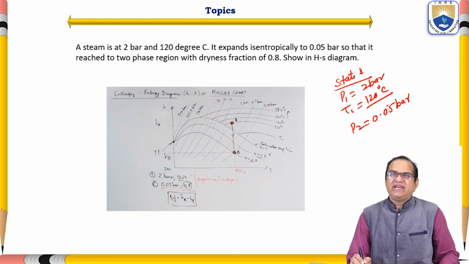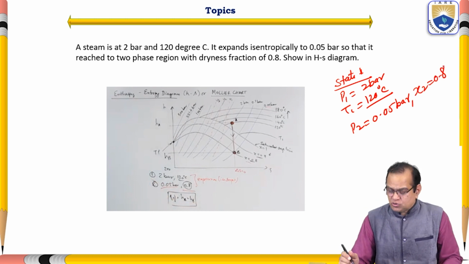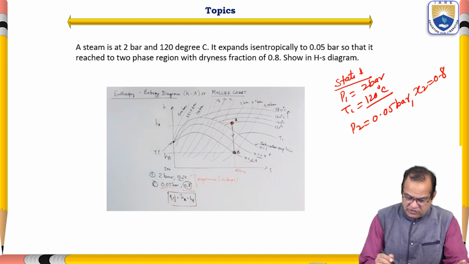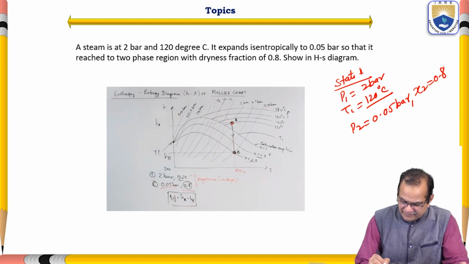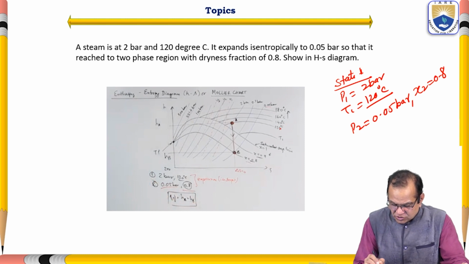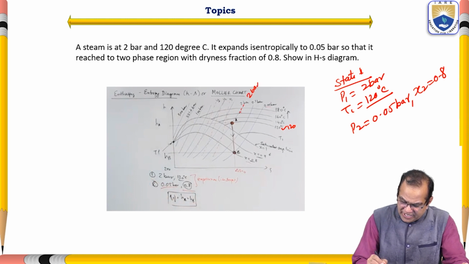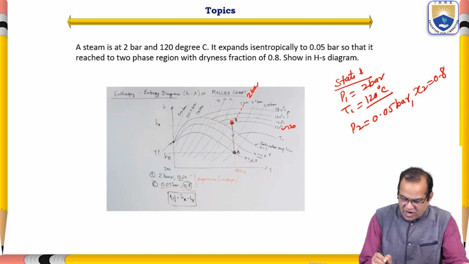So that it reaches the two-phase region with a dryness fraction of 0.8. So X2 is equal to 0.8. In the HS diagram, first, if you can see here, we will see the 2 bar and 120. Here it is 120, and here this is the 2 bar. From here, if you draw, and from here this is the intersection, you get this line.